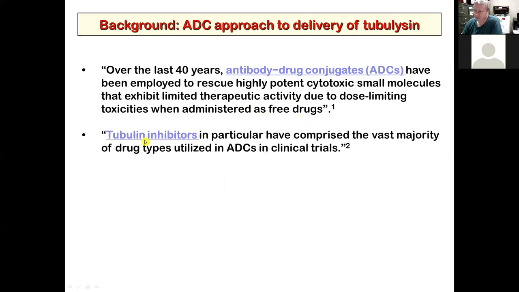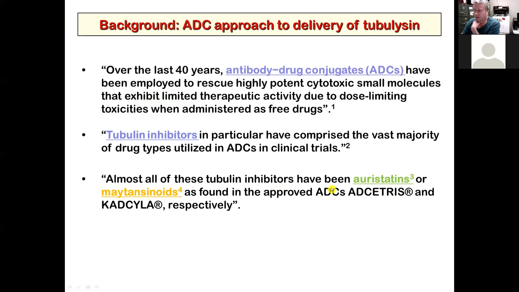Okay. Tubulin inhibitors, which we've been talking about in particular, have comprised a vast majority of drug types utilized in antibody drug conjugates. So inhibiting tubulin is a very common drug target for these ADCs. Almost all of these tubulin inhibitors have been auristatins. Remember that? That was one of the ones we talked about in the overview of these ADCs.